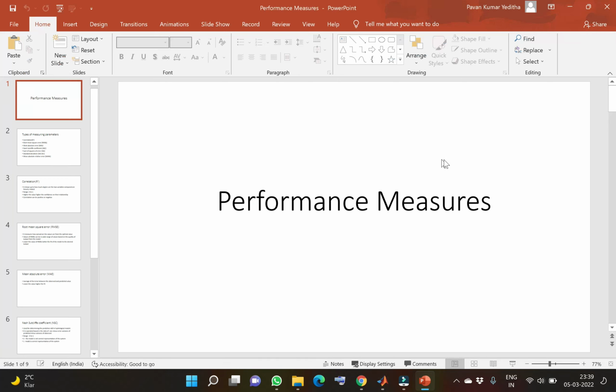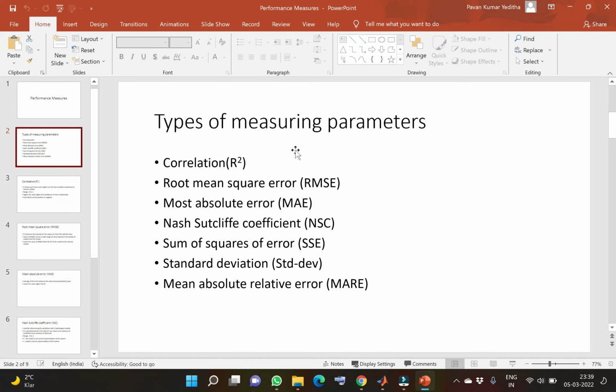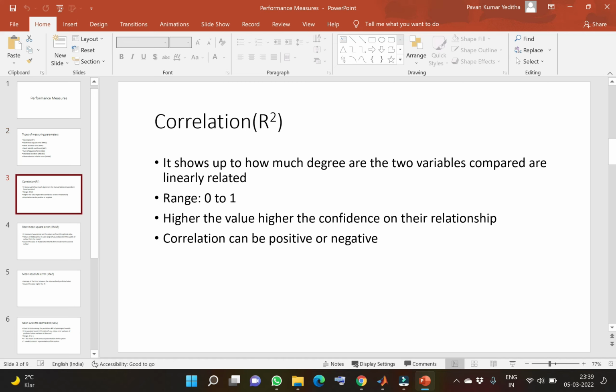When we talk about performance measures, there are a few which are quite well known and widely used, for example correlation, root mean square error, mean absolute error, Nash-Sutcliffe efficiency, sum of squares of errors, standard deviation, and mean absolute relative error. Diving into the detail of each element, what do we mean by correlation?